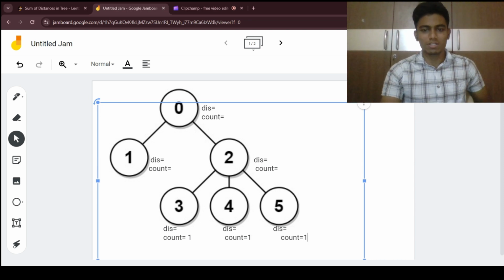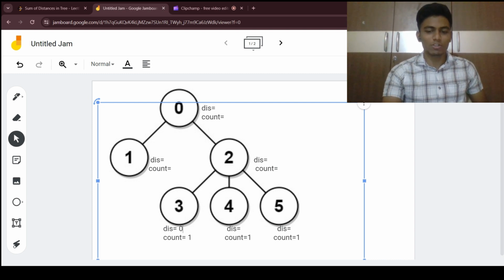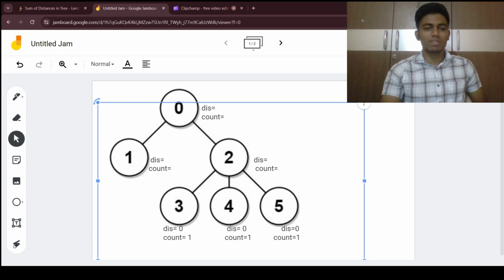Then let us calculate the distance between this node and all its children. For each of these it is going to be 0. We are trying to calculate the distance between this node and all the nodes below it, and the count will store the number of nodes present. Now when I take this node, I am calculating the distance between this node and all its children. For all the children, I need to take the distance between this and the number of counts.